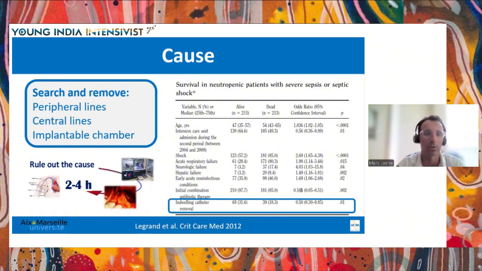So rule out the cause. That's very important. And that was the meaning of this paper published by Mathieu Legrand and Elie Azoulay a long time ago now. They showed that in neutropenic patients with severe sepsis or septic shock, removing the catheter was associated with a huge improvement in survival, and that's a very important point.